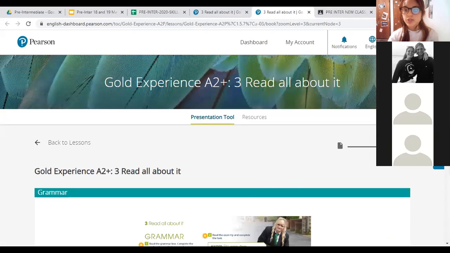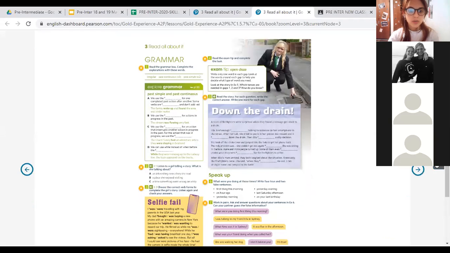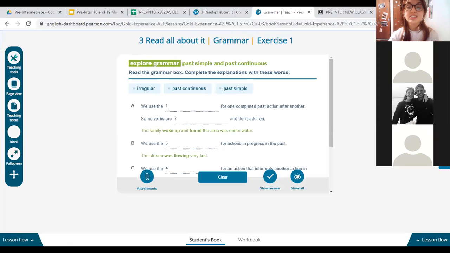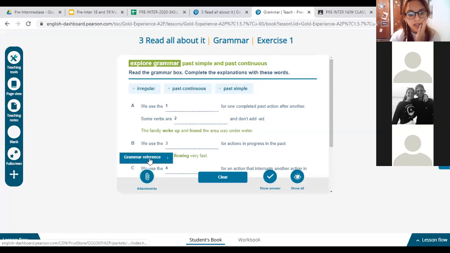Okay, we're going to start with the first activity with the grammar box. You know these grammar boxes, right? And as usual, como siempre, we have the grammar reference. Todo esto que les acabo de decir, you have it in your books on page 130. La página 130 tienen toda la teoría.